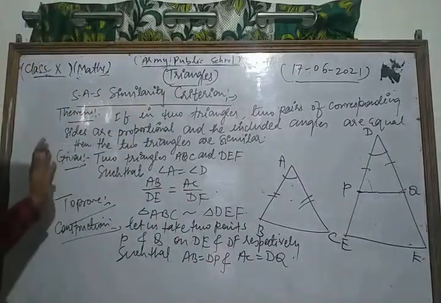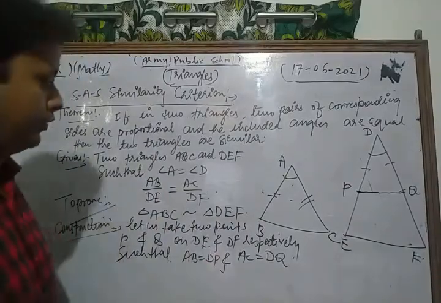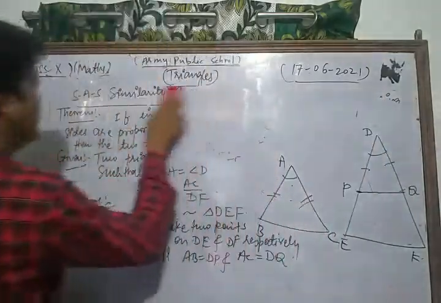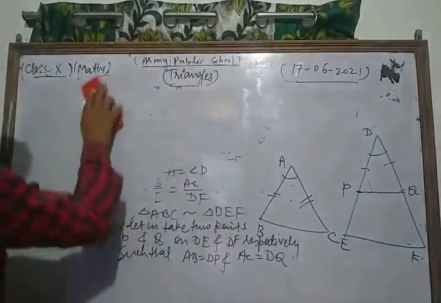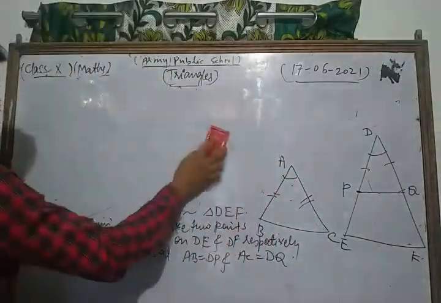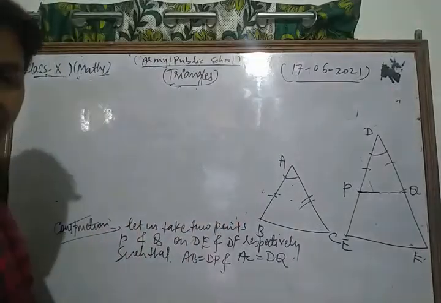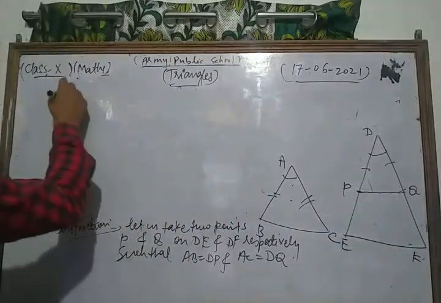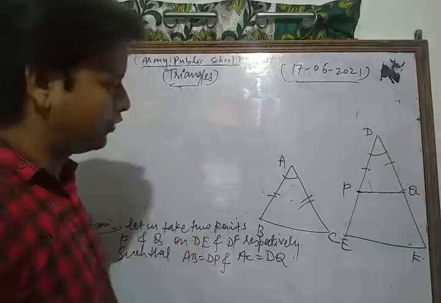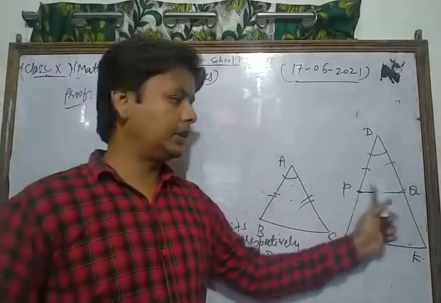Now first of all we write given, then we write to prove, then we write construction, and last we write proof. Now we write the proof. First of all we take triangles ABC and DPQ.